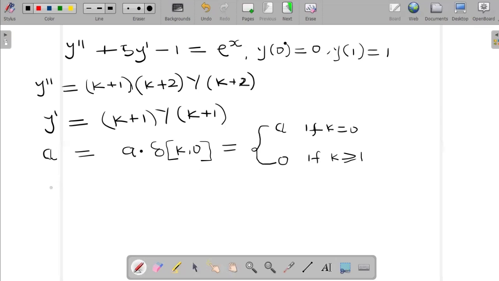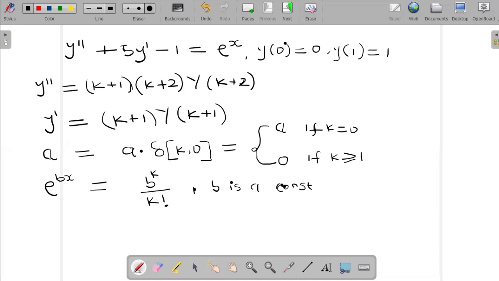Then for an exponential, suppose we have an exponential e raised to the power bx. This is transformed as b raised to the power k over k factorial, where b is a constant term.